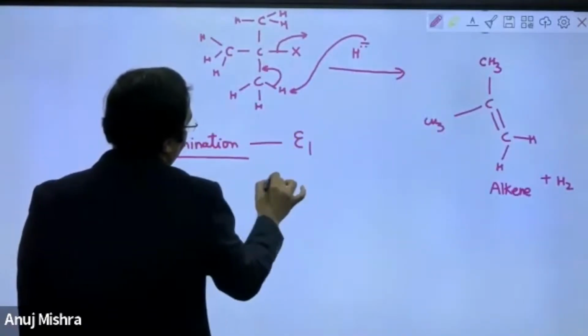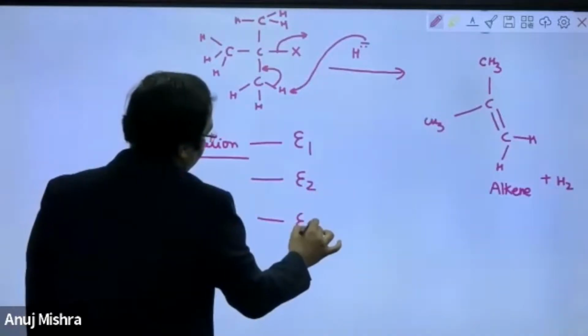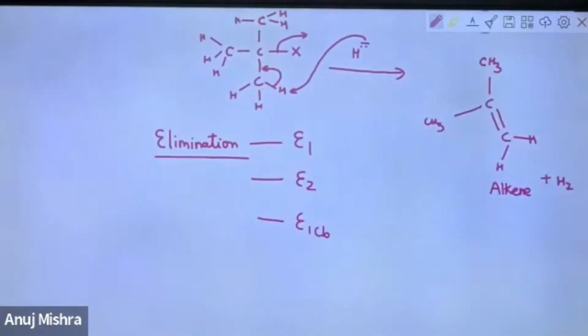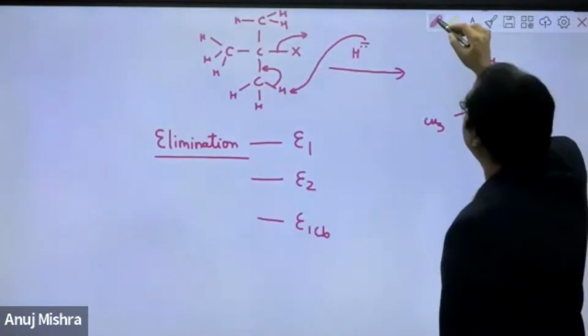So elimination reactions can be categorized in 3 ways. One is called E1, other is called E2, other is called E1CB. These are 3 main. Note down: E1, E2 and E1CB. These are 3 major variety of elimination reactions.